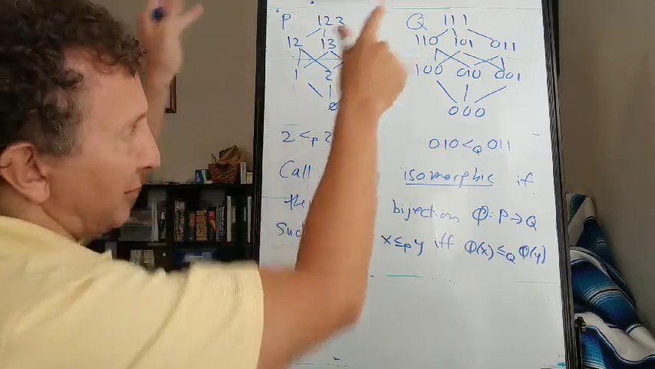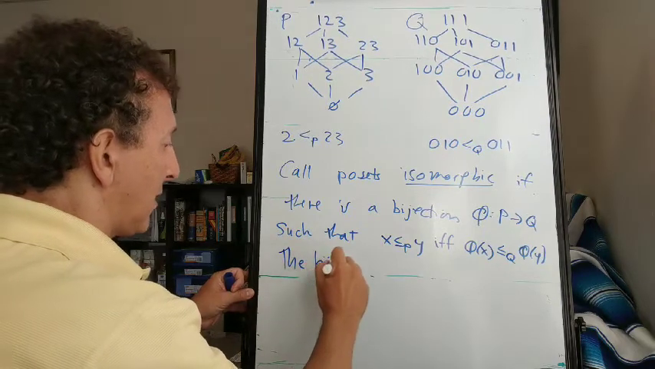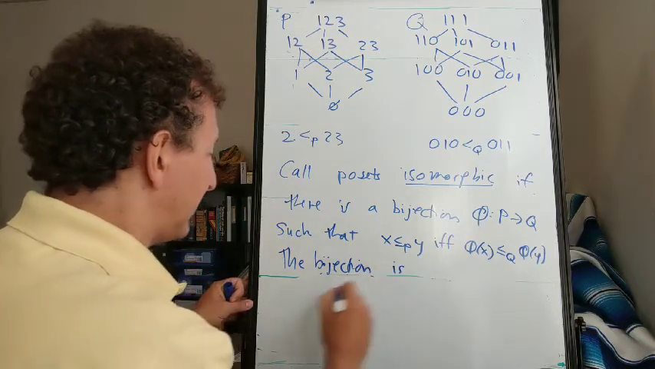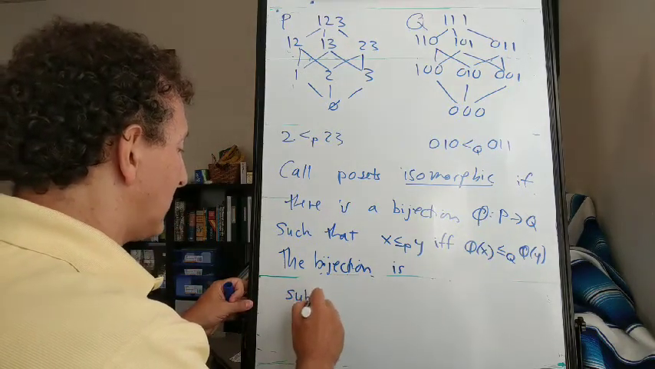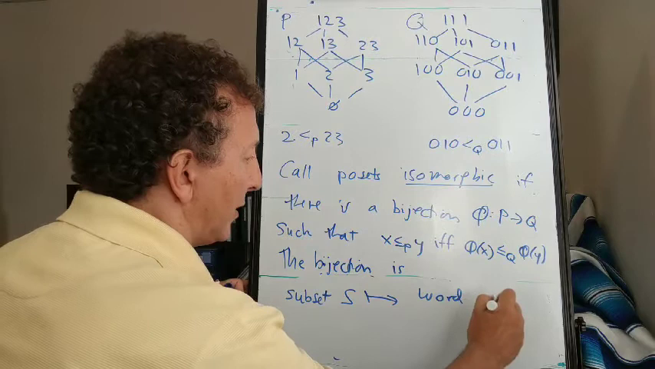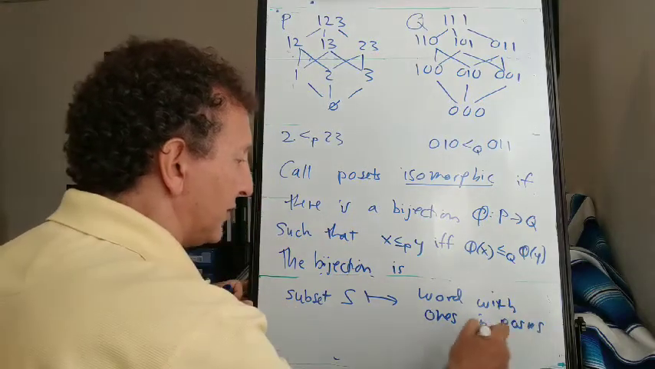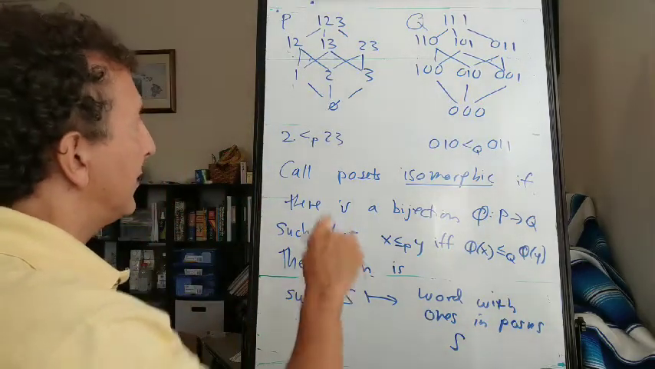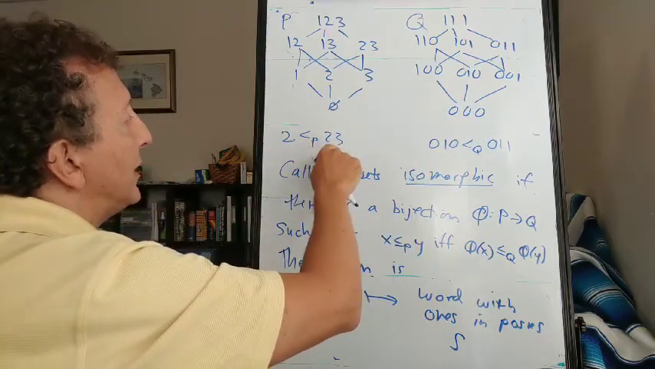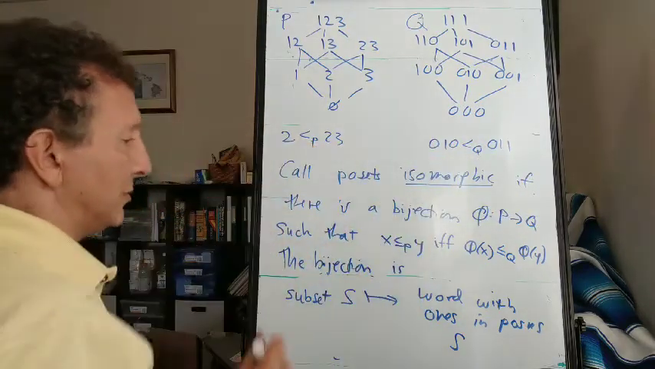So we can see the bijection here. I've pretty much drawn it to make it clear. And I can explain what the bijection is in words by saying the bijection is subset S gets mapped to the word with ones in positions S. So the set 2 goes to the word 0, 1, 0. The set 2, 3 goes to the word 0, 1, 1. Ones in positions 2 and 3, or one in position just 2.